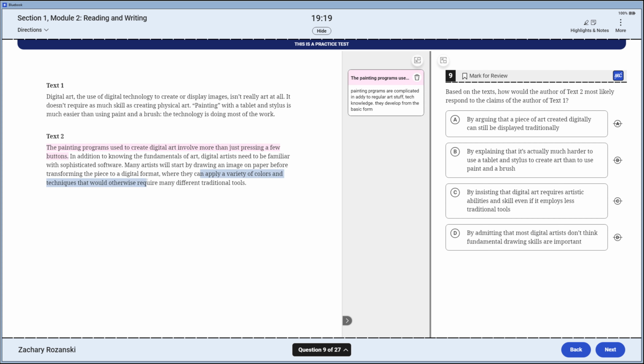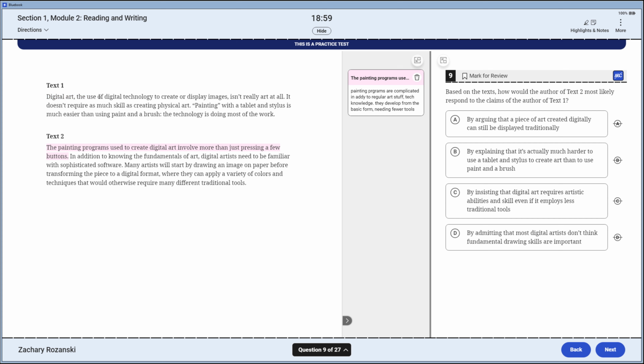can apply a variety of colors, form, needing fewer tools. Right? Fewer tools. That's it, right? That's my summary of this guy's stuff. Now I'm going into text 1. I understand this, and I'm ready to clap back at some outlandish claims made in text 1.